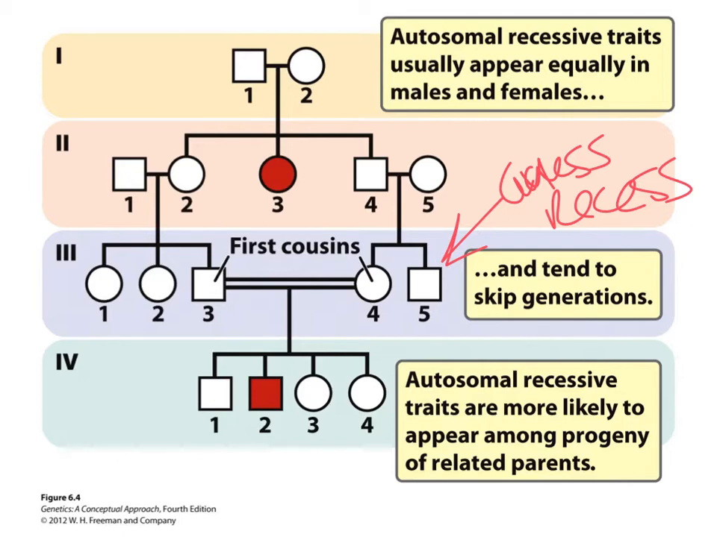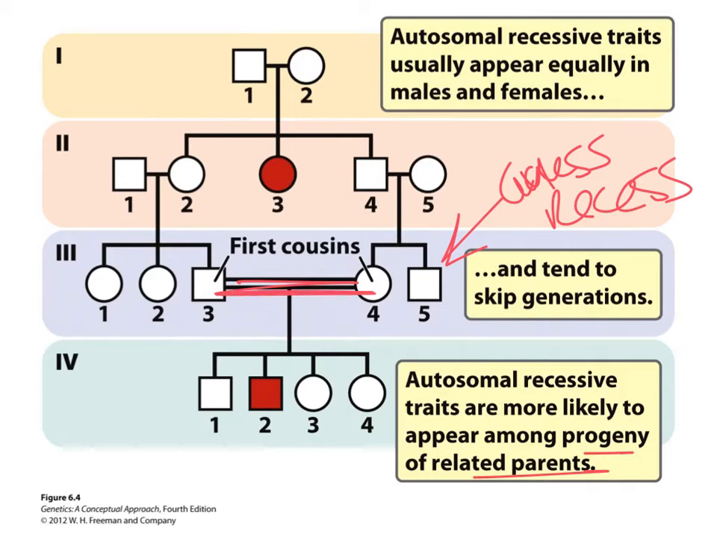We wouldn't just automatically pick an answer unless you're almost out of time. If you see it skip, pick recessive, right? If you have time, make sure you look. Autosomal traits are more likely to appear among progeny of related parents. Yeah, that's these first cousins.